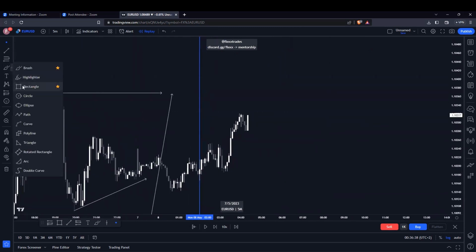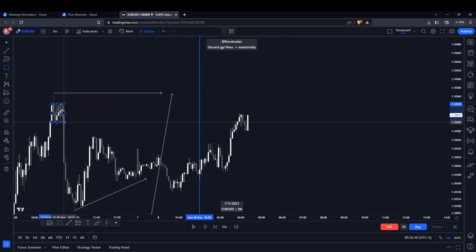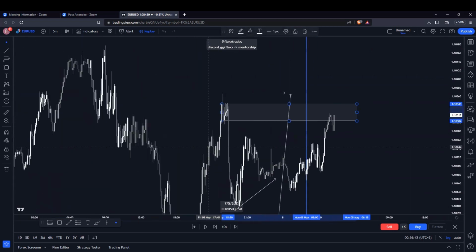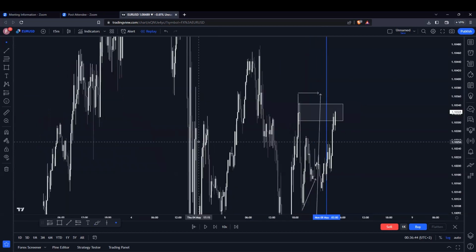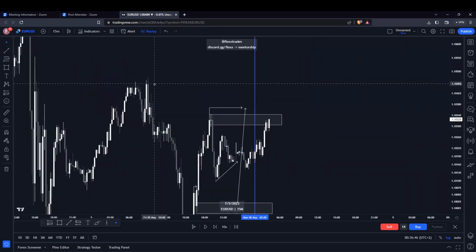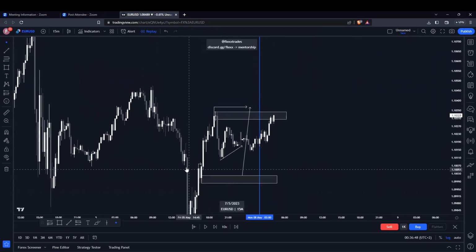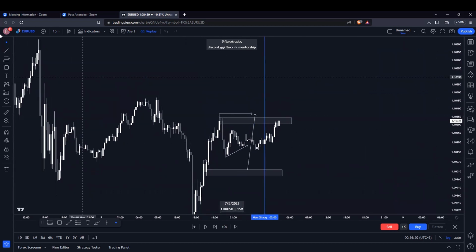I'm also going to mark up this supply zone right here. First of all, I'm going to look if this supply zone actually had a reason, right? If this is a mitigation of any other supply zone. And as we can see, this is, right? Because this is the mitigation of this supply zone right here.